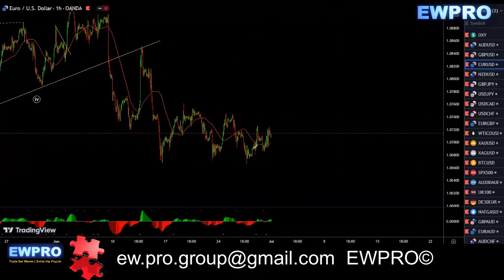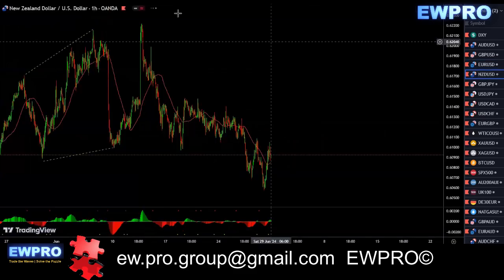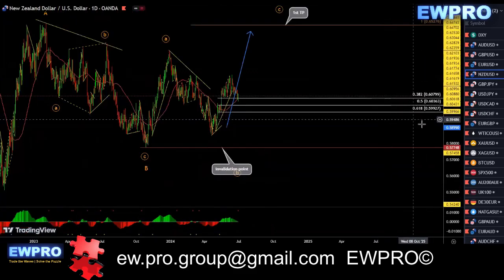I'd like to see the end of this correction here, and then you could look for a sell. But at this stage, it doesn't look complete. It only looks half complete, so it can take a while for that correction to complete.